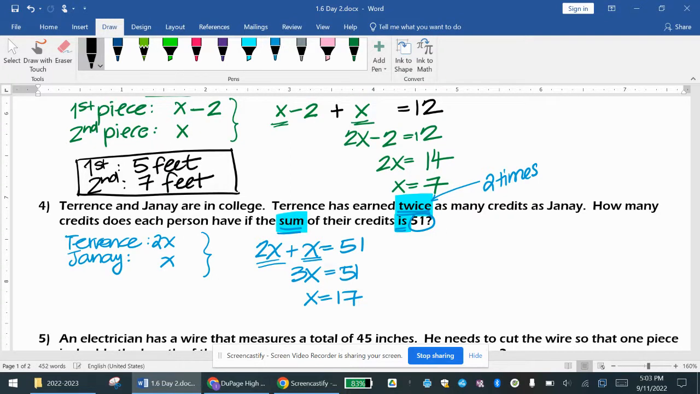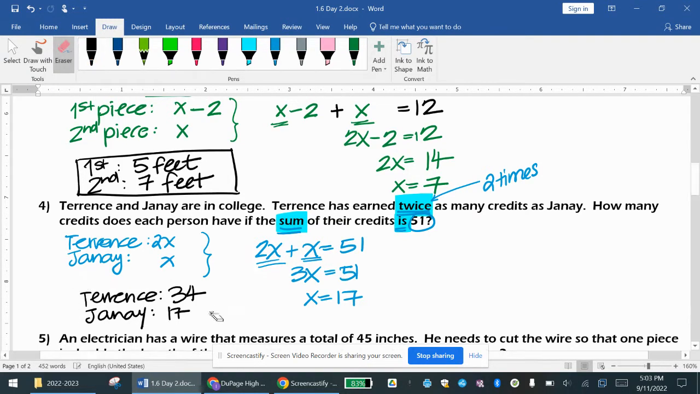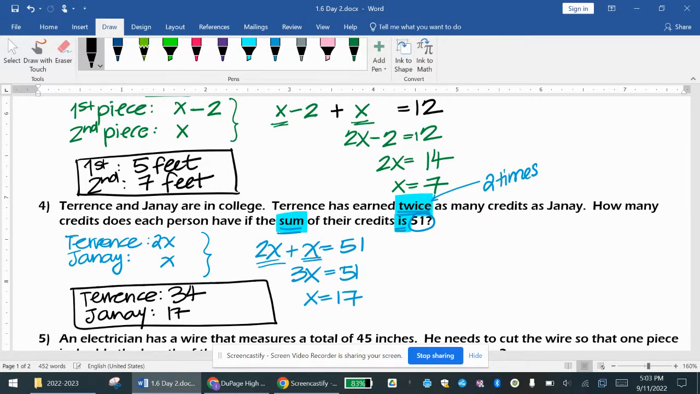So if you substitute that back into your original equation, Terrence had 2 times x. So if x is 17, 2 times 17 is going to be 34. And Janae is going to have the 17. And I almost forgot my units. We are going to take off points if you don't put correct units. So these are credits, not chickens, not horses, credits.